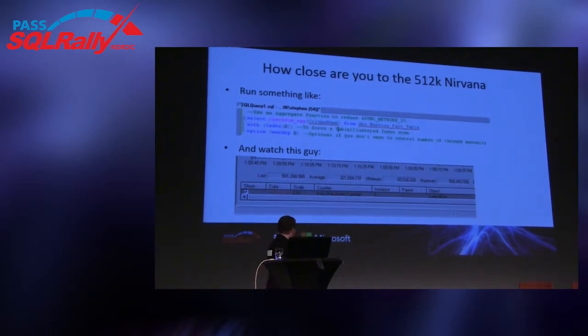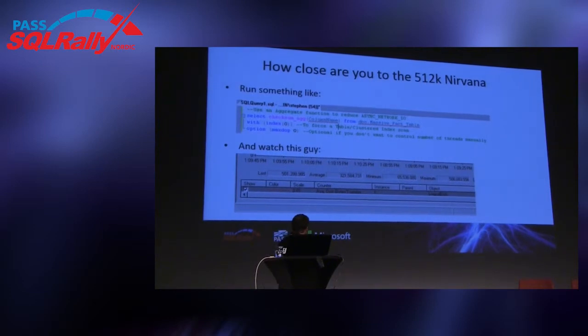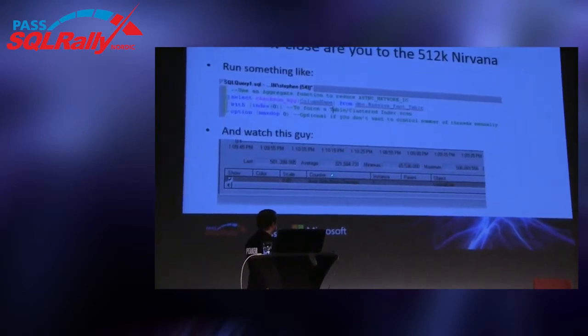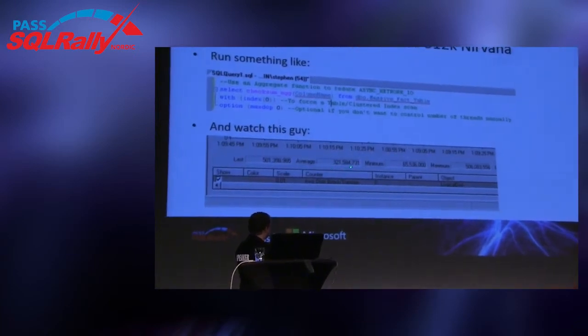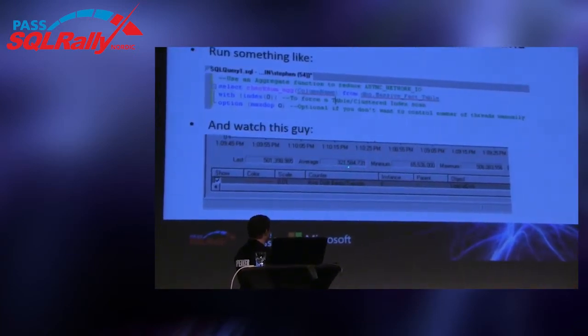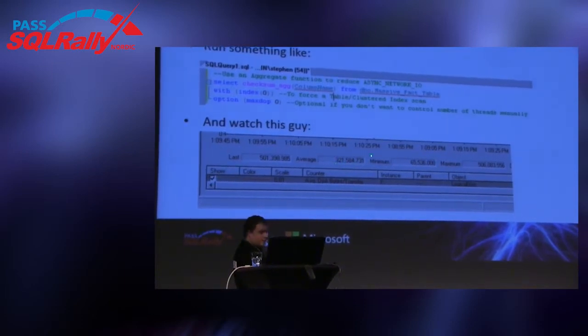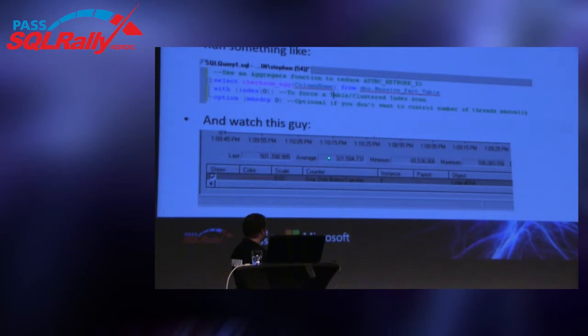And then you're watching this counter, which is average disk bytes per transfer. This is the value you want to be watching. My test here was doing 320, which isn't too bad. But if you've got super 100% performance, that'll be 512K. All right? So that's the way to test it and baseline and see where you are.